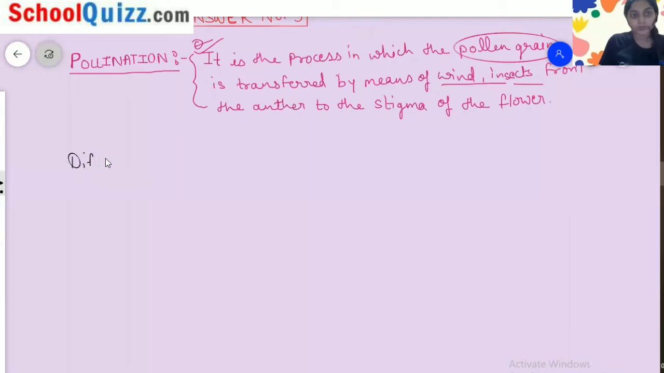Differentiation between self pollination and cross pollination.